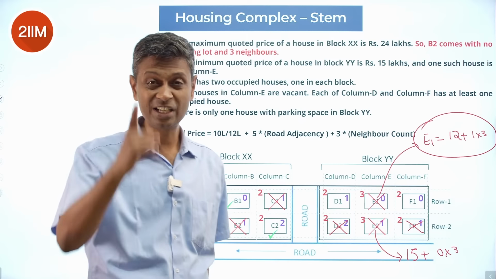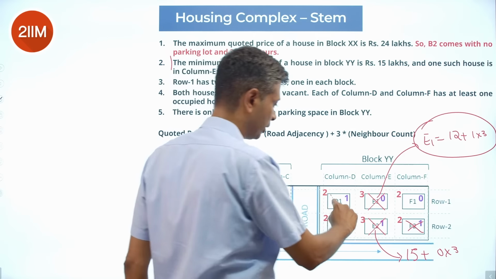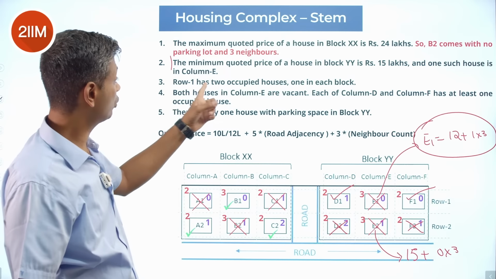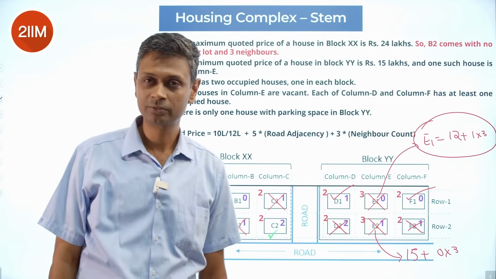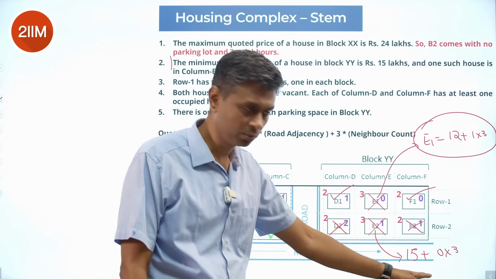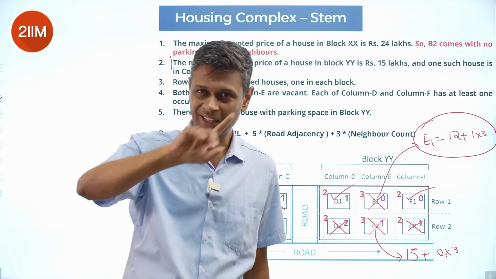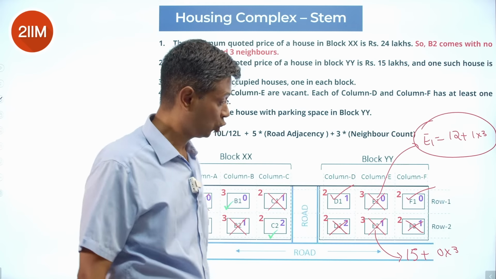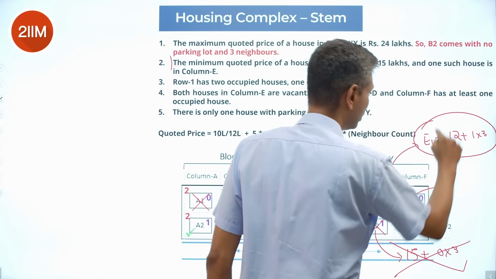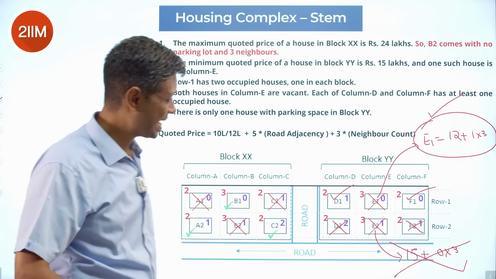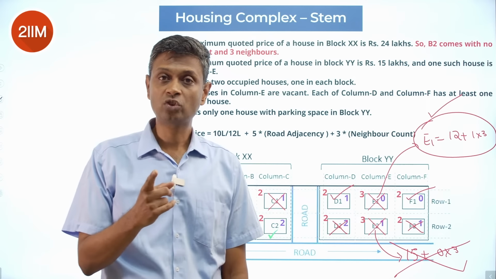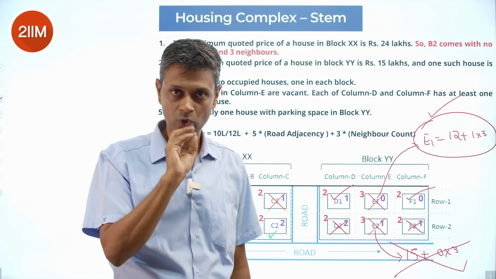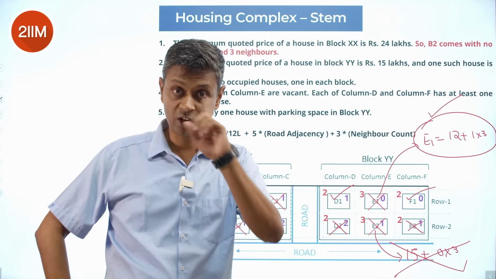Each of column D and F has at least one occupied house. That means they should be occupied, they should be occupied. That's not possible. Why is it not possible? Because row 1 has 2 occupied houses, one in each block. Therefore, this is not possible. 15 plus 0 into 3 doesn't work. All 3 are unoccupied. That means these 2 have to be occupied. Both of them cannot be occupied. So this fellow does not work. This only works. So E1 has one neighbor. It is occupied, and a parking lot as well.